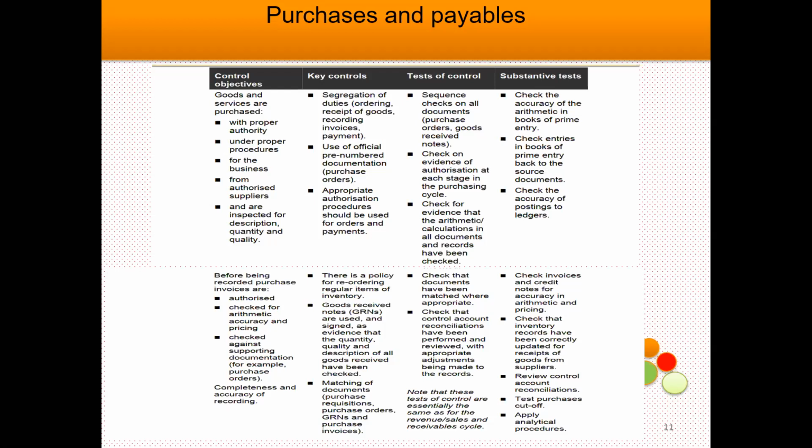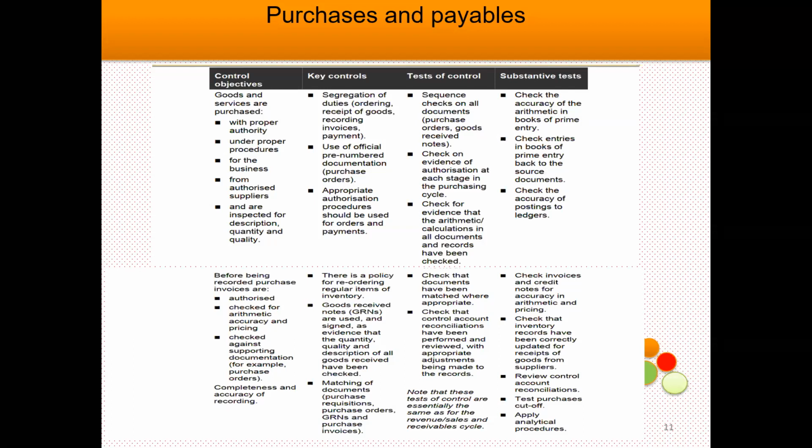So control objectives, here you see that proper authorization is here, right? Goods and services are purchased with proper authority, so that you just don't purchase by heart. It has to be purchased with proper authority. Before being recorded, purchase invoices are authorized. They are checked for arithmetic accuracy and pricing. These are things we even talked about when we were looking at revenue and receivables.